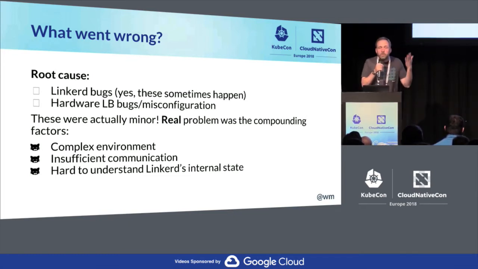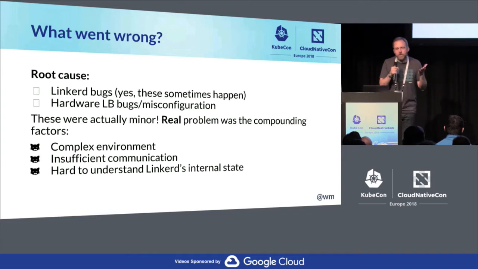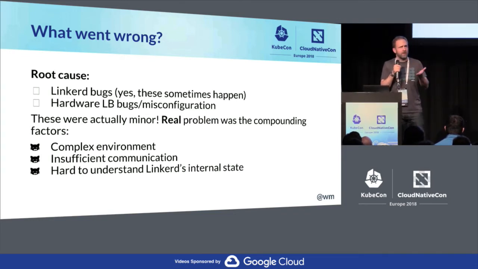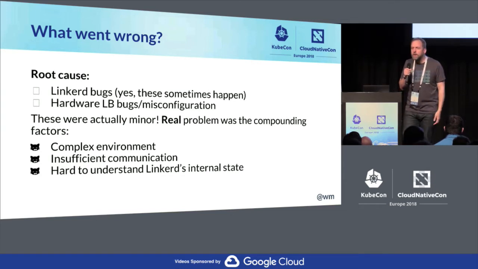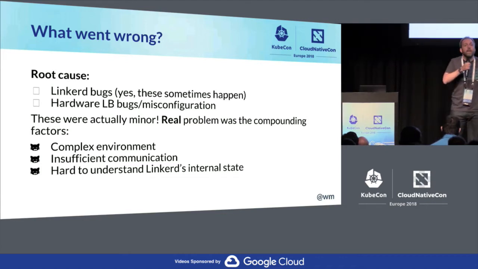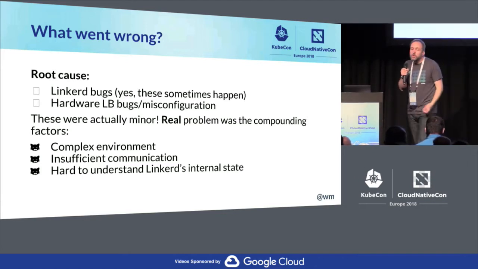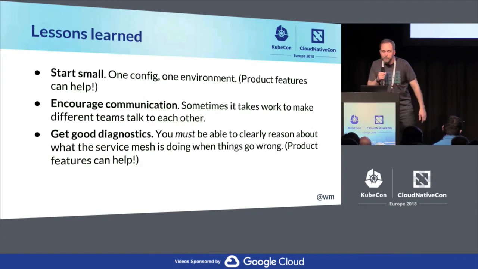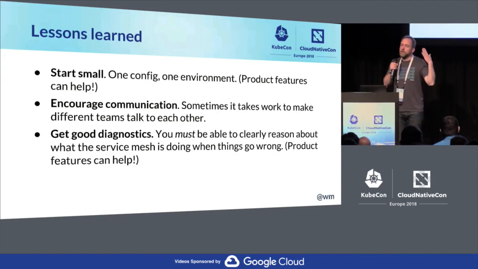All right, so the root cause was Linkerd had some bugs. Yes, this occasionally happens, believe it or not. The hardware load balancer also was misconfigured and had some weird behavior and bugs. But those were actually the minor issues. The real problem was all the compounding factors: the environment was so complicated that there wasn't enough communication happening internally and externally, and it was also difficult to understand Linkerd's internal state. So what lessons did we learn from this?